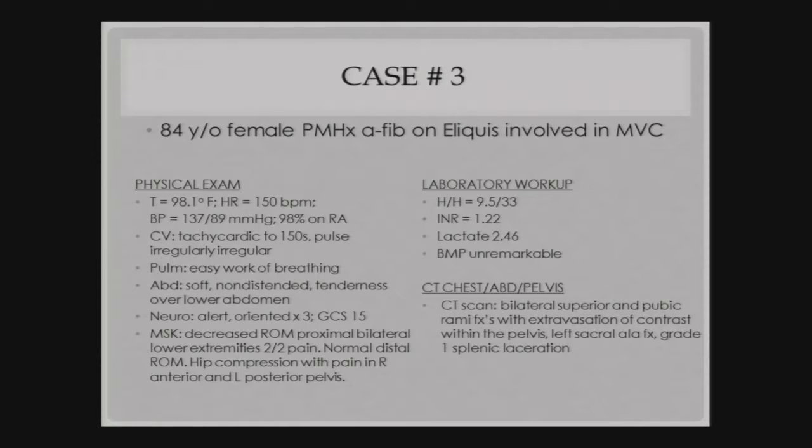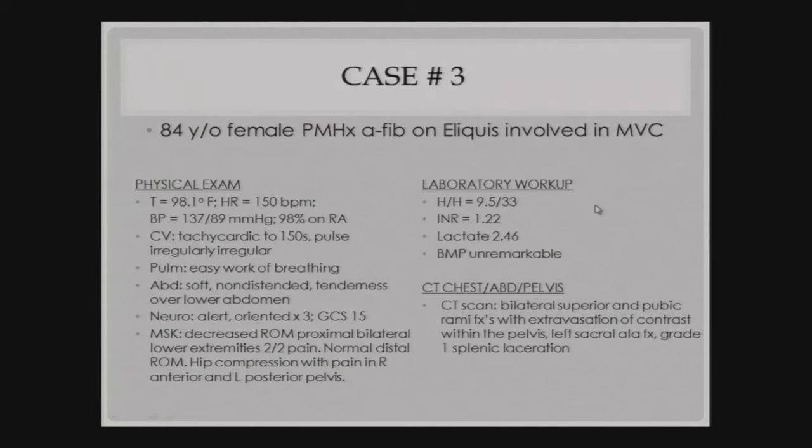Her abdominal exam was soft, non-distended. She did have some tenderness over the lower abdomen. And then on her musculoskeletal exam, she had decreased range of motion proximally in the bilateral lower extremities, but maintained normal distal range of motion in her knee and ankle joints. And then she did have pain in her right anterior and left posterior pelvis with hip compression. She had elevated lactate, and based on old laboratory data from seeing providers in the Erlanger network, this was a stable H&H for her.